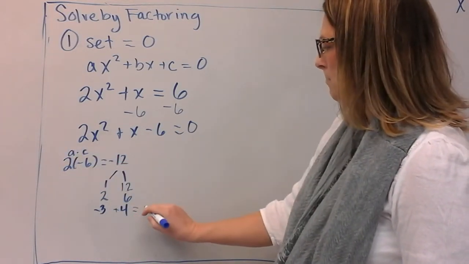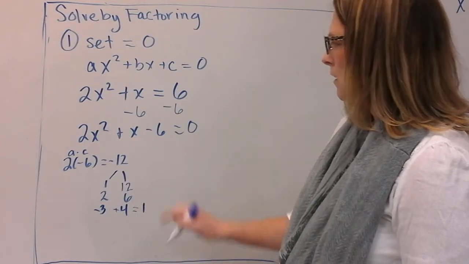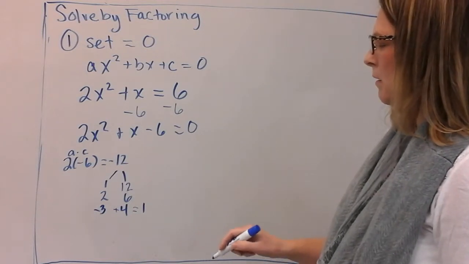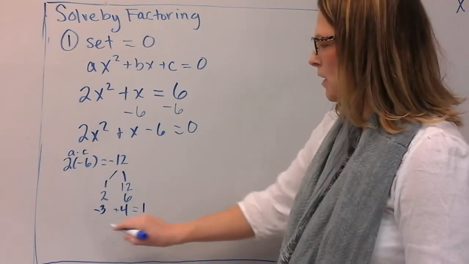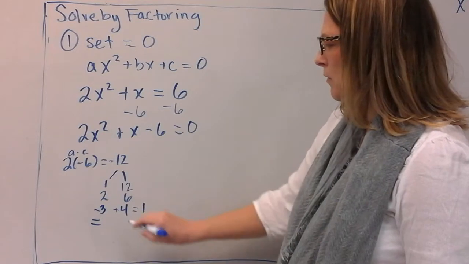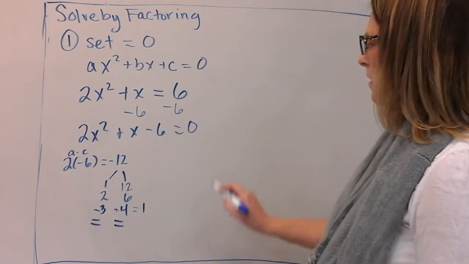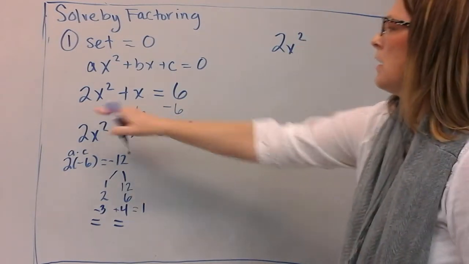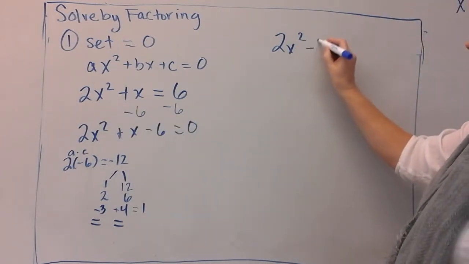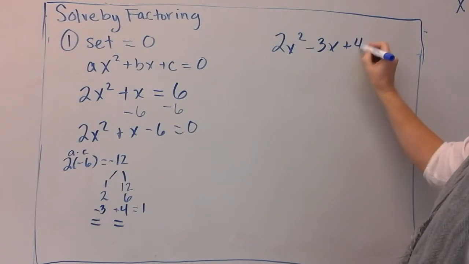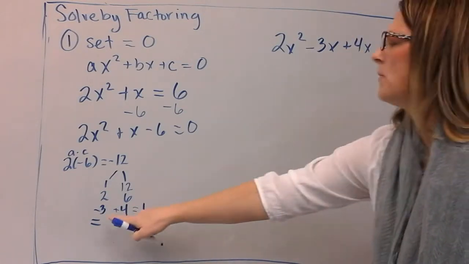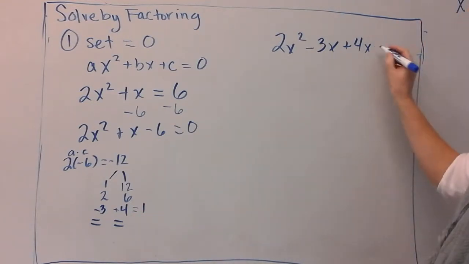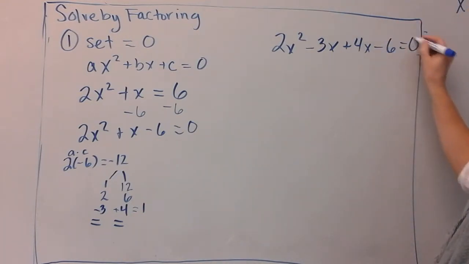And that sum is equivalent to the b value. So what you're going to do is split the middle term. So instead of writing in factors right away, I'm going to write an x with a negative 3 and an x with a positive 4. So I get 2x squared. I keep my quadratic term. Now I split my middle. So I do minus 3x plus 4x. Negative 3 came from this factor. Positive 4 came from that factor. And then I keep my c value, my last term, minus 6, still equals 0.